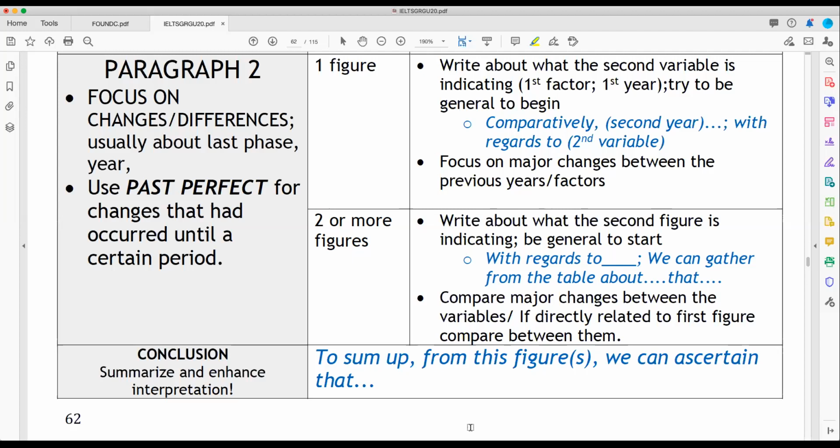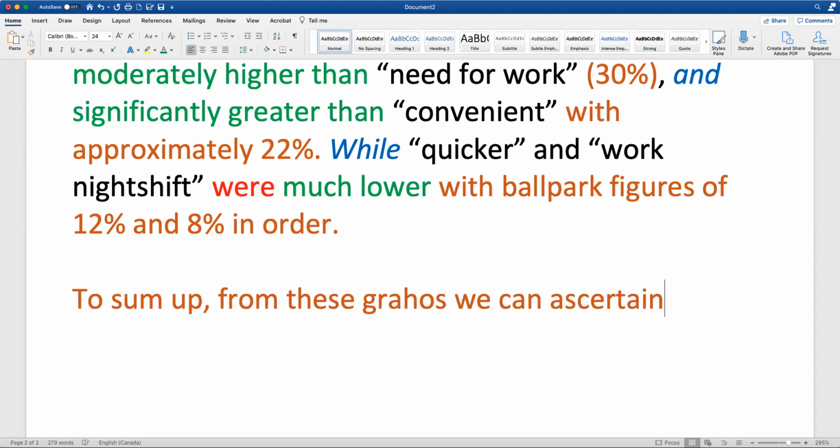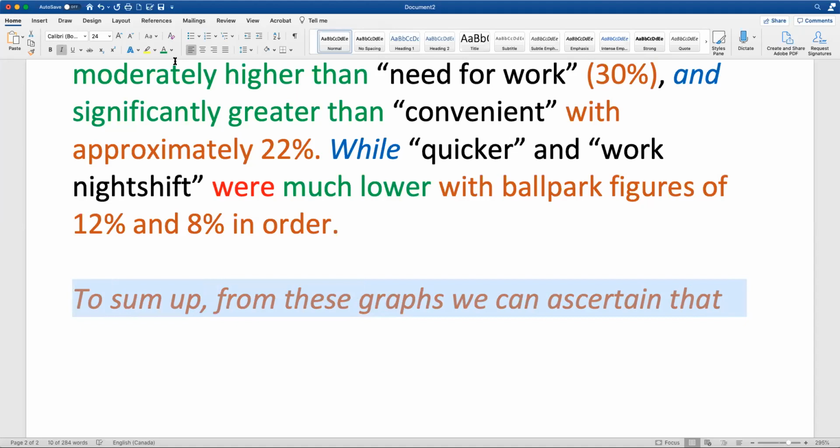So in here, like I told you, we can look at it in a second. Let me just finish here with the summary sentence. To sum up, and again, this doesn't require thinking. To sum up from these graphs, we can ascertain that. We don't have to think about that. This is a standard line. It means you use this all the time. There's no thinking involved. It's nothing new. It's just a connector. This is to say lastly. Okay?